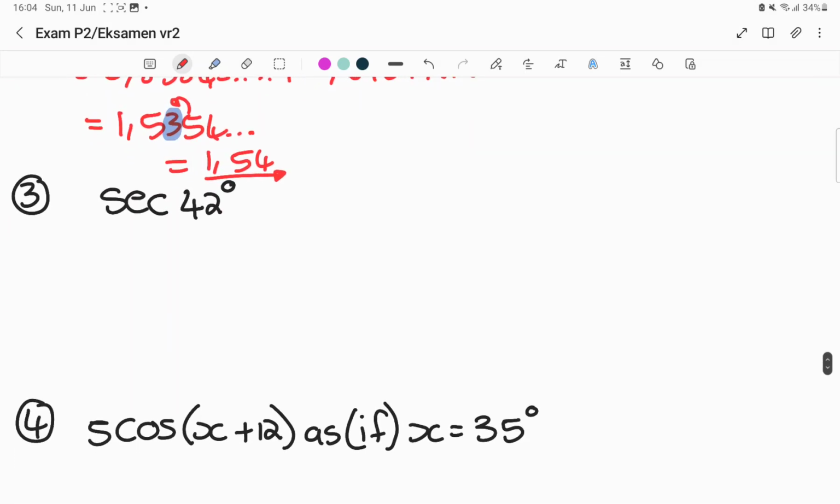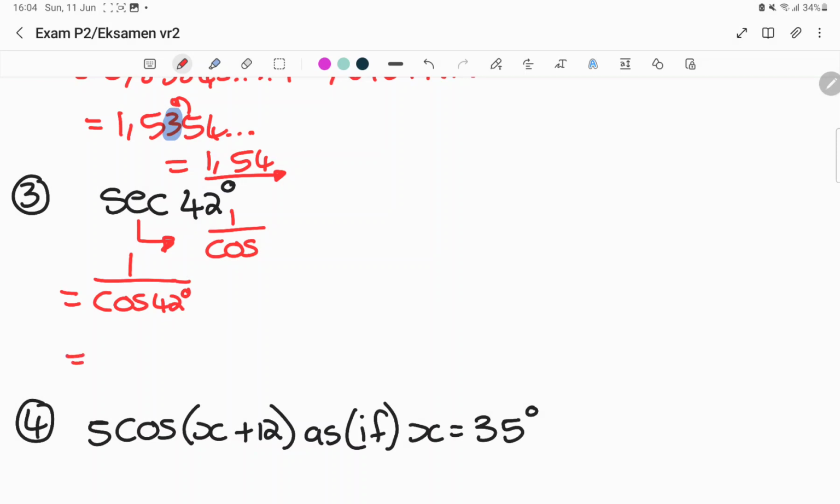Alright, let's look at number 3. So number 3 I have sec 42. Now remember you don't have a sec button, so we have to change the sec either into a sine, a cos, or a tan. So now you need to remember your reciprocals. So the reciprocal of sec will be 1 over cos. So I'm going to change the sec 42 into 1 over cos 42.